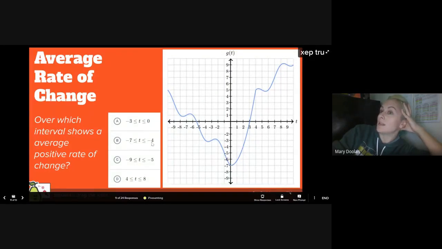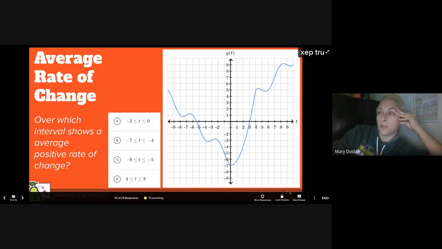So -7 to -4 maybe. Here's where I start. Follow the blue line until I'm at -4. I still have an average negative rate of change. -9 to -5 maybe. Here's -9 to -5. Go up to the blue line, and I end up down here. Again, it's a negative rate of change. So maybe it's the last one. It has to be because that's the only one I have left.